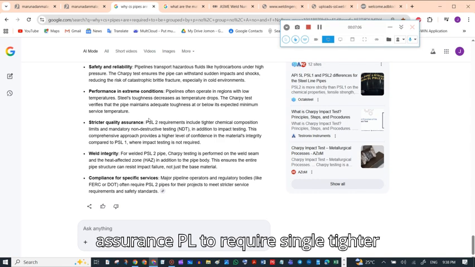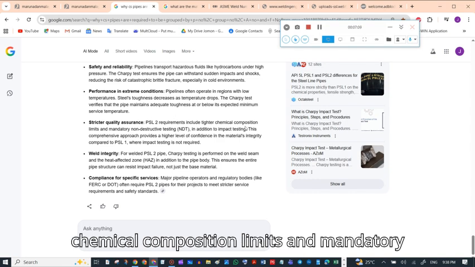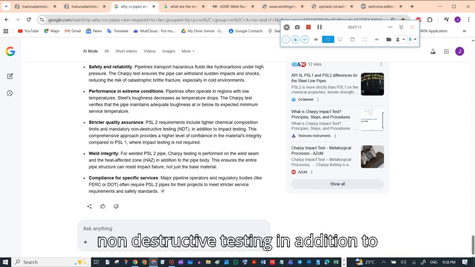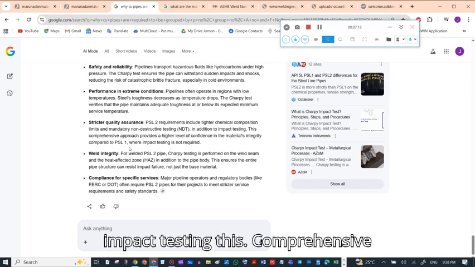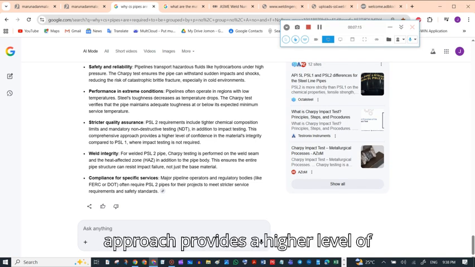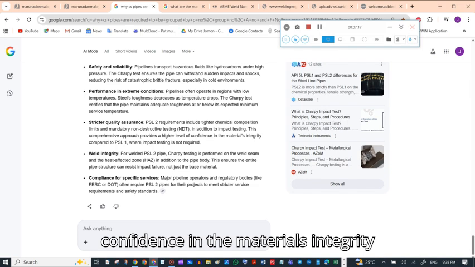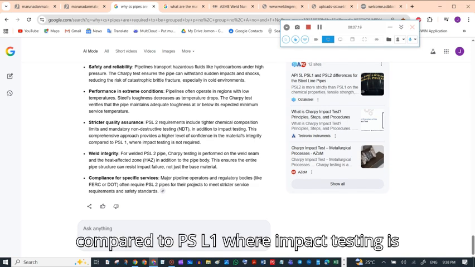Stricter quality assurance. PSL2 requirements include tighter chemical composition limits and mandatory non-destructive testing in addition to impact testing. This comprehensive approach provides a higher level of confidence in the material's integrity compared to PSL1, where impact testing is not required.